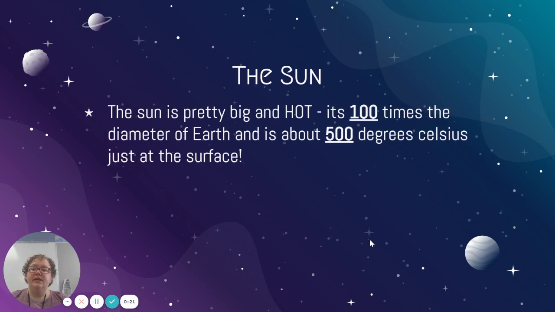All right, so the sun is very large and very hot. It is about 100 times the diameter of the Earth, and it's about 500 degrees Celsius, and that's just at the surface. So there are other parts of the sun that are even hotter than 500 degrees Celsius.